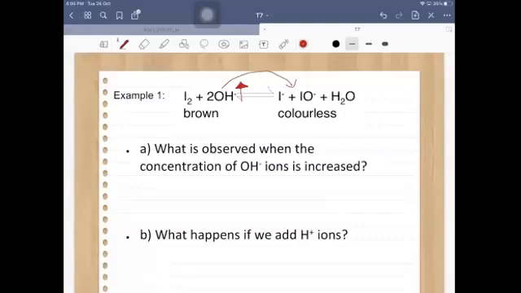I'll let you copy down the text after this, but I'll just give you the answer verbally and see if you can follow my answer. Okay, so what happens? The forward reaction will be favored. This means that to reduce the concentration of the hydroxide ions, it needs to react with the iodine to produce more products. Okay, that's the only way of reducing the OH minus ions. Part B.